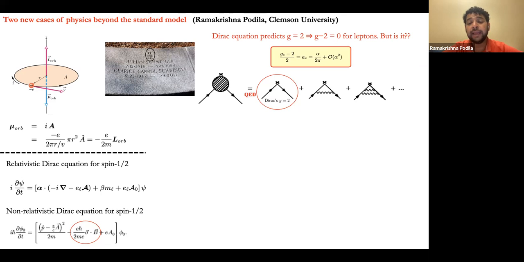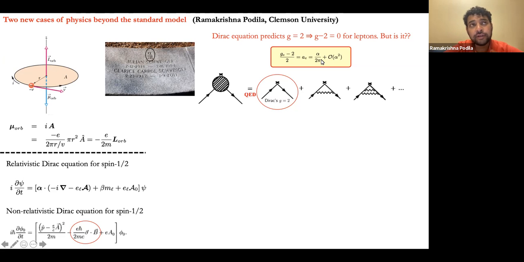So this blob can be broken down into different terms. As you can see, you can keep adding as many terms, starting from no virtual particles, as Dirac did, where you get g equal to 2, to having one virtual particle, to having two virtual particles, and so on and so forth. So what Schwinger actually did was he calculated the first Christmas tree here. So that's this one, and for the first Christmas tree, you would get an extra term that is given by the fine structure constant alpha by 2 pi.